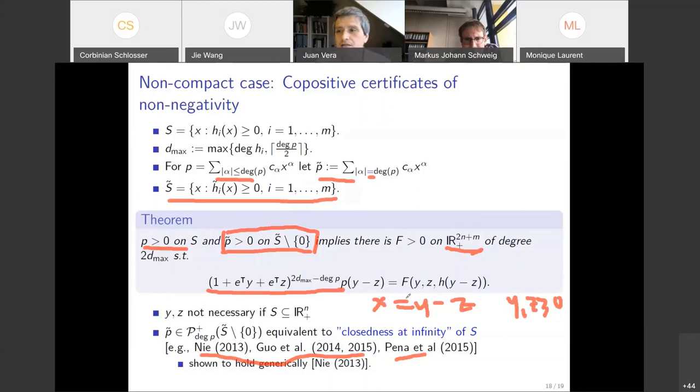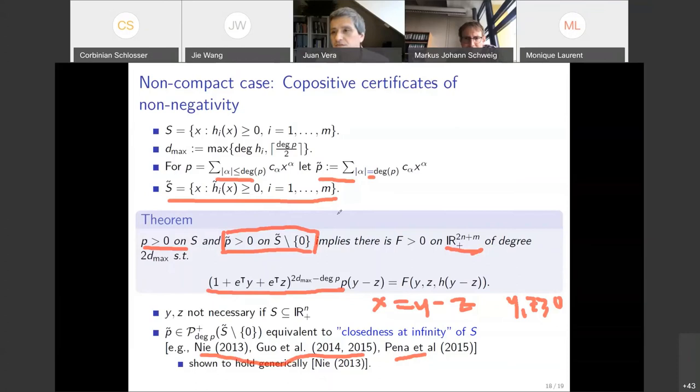And this S tilde is really like a recession cone. If these were linear inequalities, so if my H are linear, this is just the recession cone of the given polytope. So that is also well understood from the point of view of optimization.